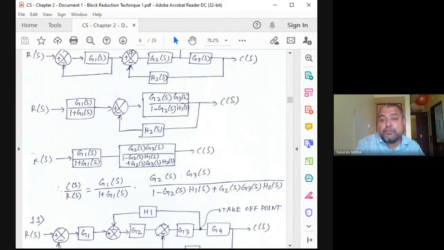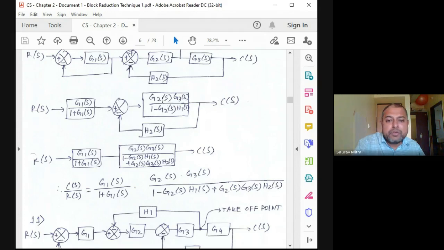Now this whole thing, G2 G3 divided by 1 minus G2 H1, you have to take as a capital G, a forward path gain, and this H2 you have to take as a feedback, which is also a negative feedback. Hence what you are going to get is G2 G3 divided by 1 minus G2 H1, divided by 1 plus G2 G3 multiplied by H2. Here I have missed the steps.